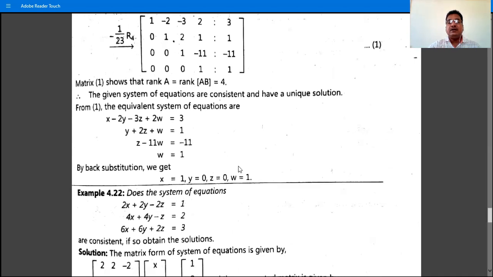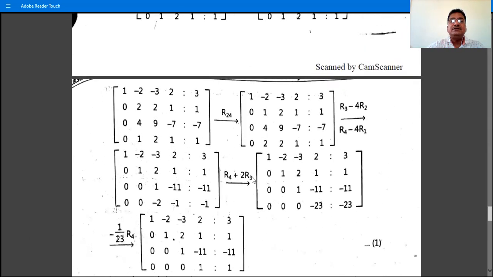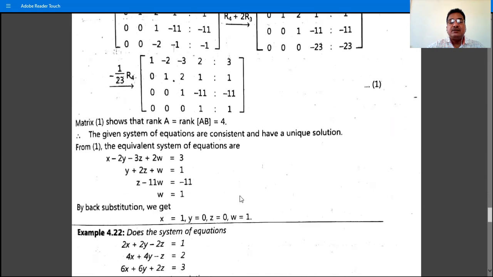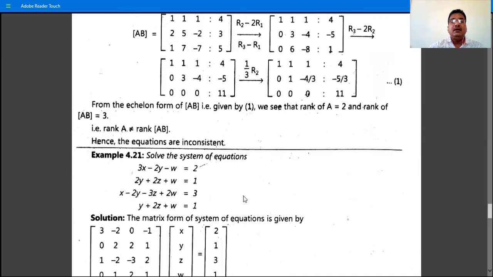And it is a unique solution, exactly one solution. The value of x is unique, the value of y is unique, the values of z and w are unique, and therefore this is the unique solution. And we can also tally the solution, to check whether this solution is correct or not. Then substitute these values of x, y, z, w in the given system.